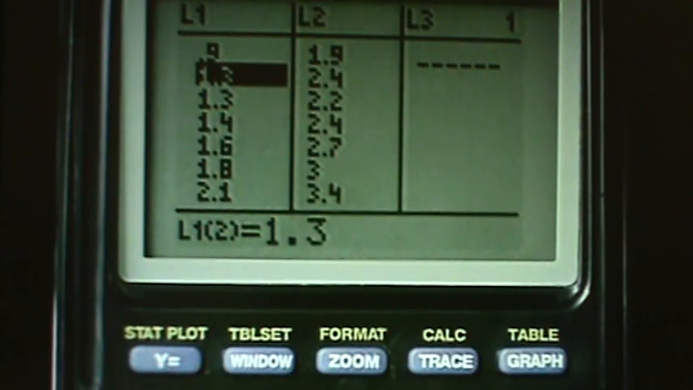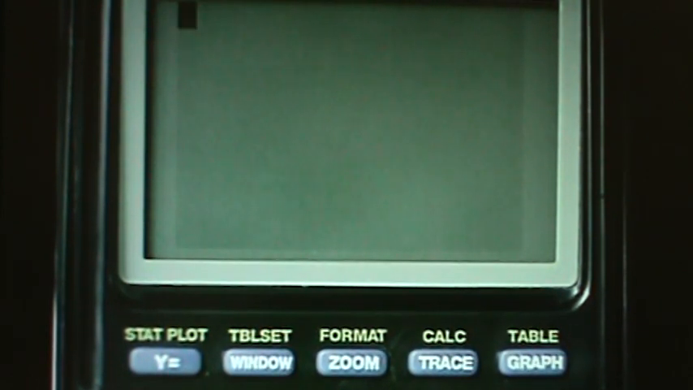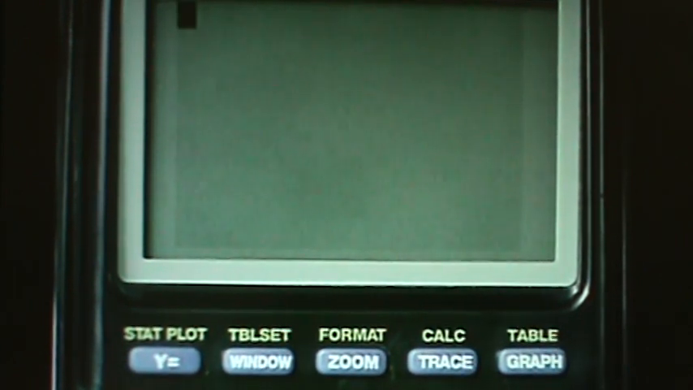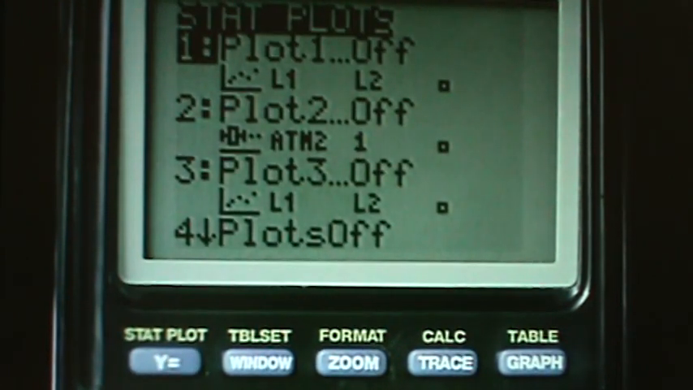Well, let's go back to the main screen. I'll press second and then quit. Now we'd like to see a scatter plot. The scatter plot is accessed by second function and then stat plot, which is the button here at Y equals. It's the second function on Y equals.